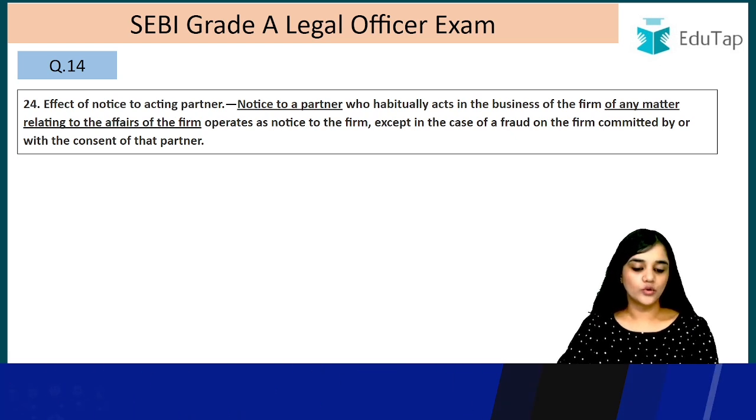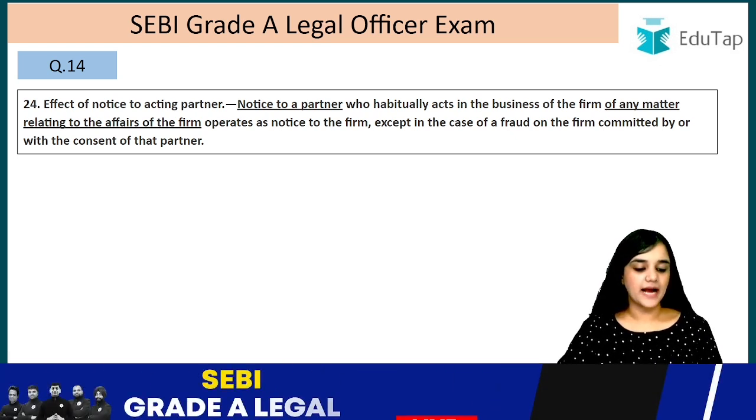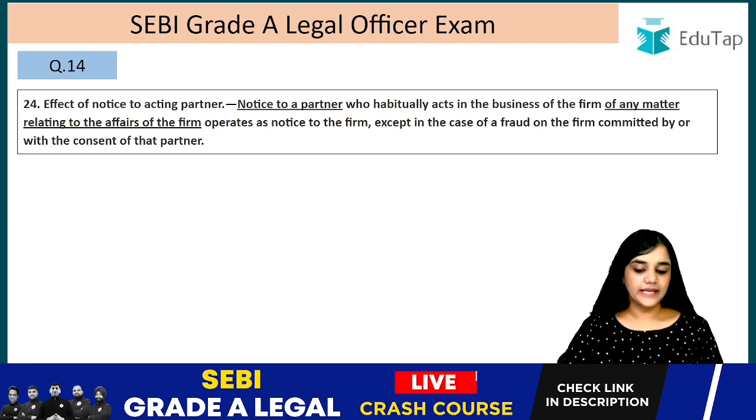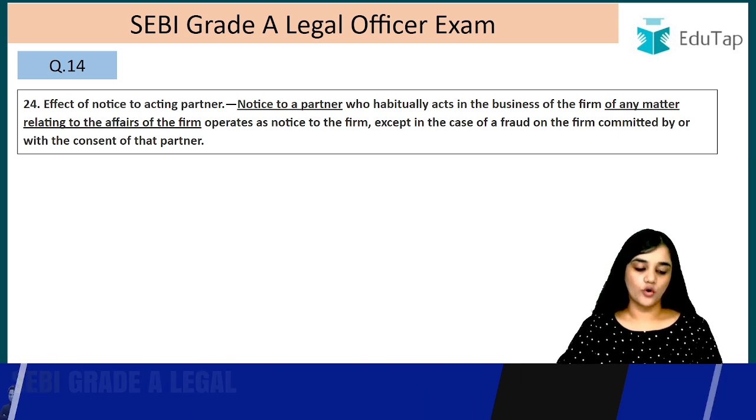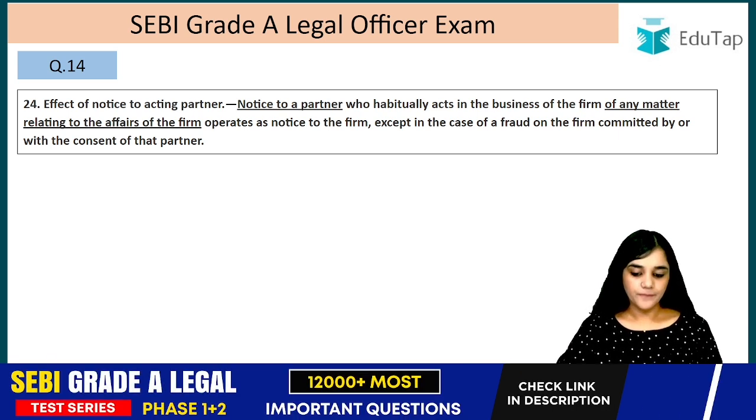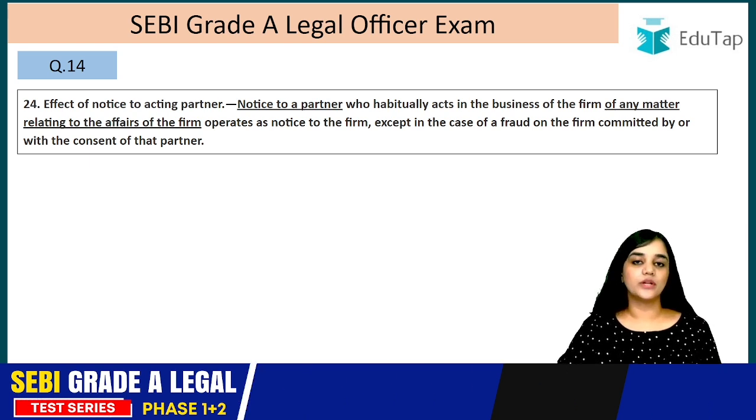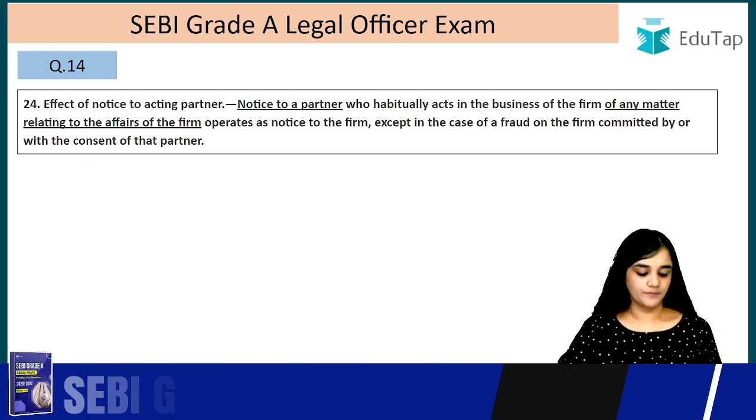Now let's read it. Notice to a partner who habitually acts in the business of the firm of any matter relating to the affairs of the firm operates as notice to the firm except in the case of fraud on the firm committed by or with the consent of the partner. So if the partner is committing that fraud, or it is being committed with his consent, then it will not be deemed as a valid notice.